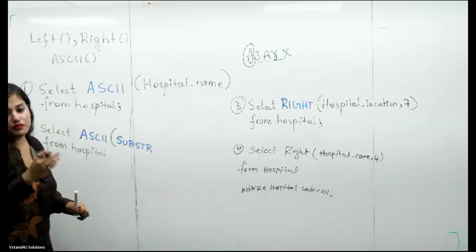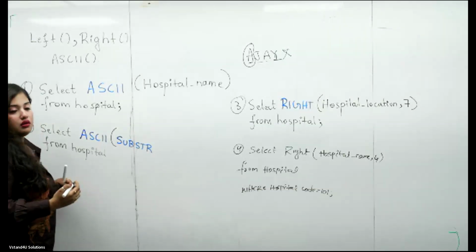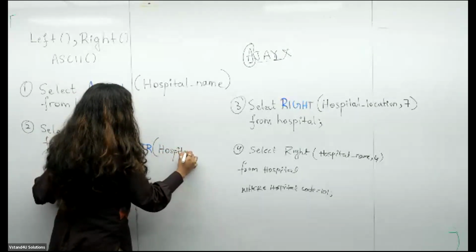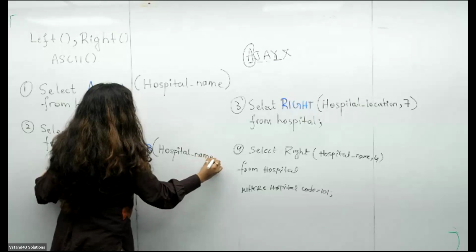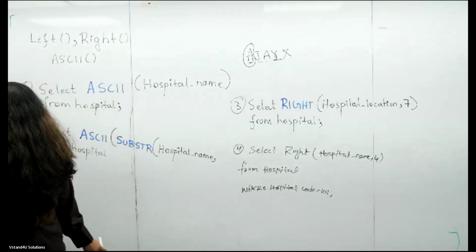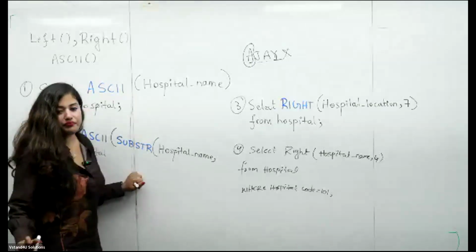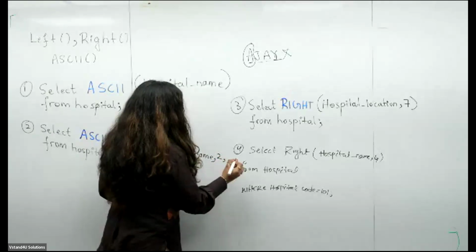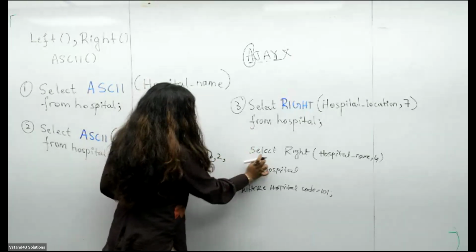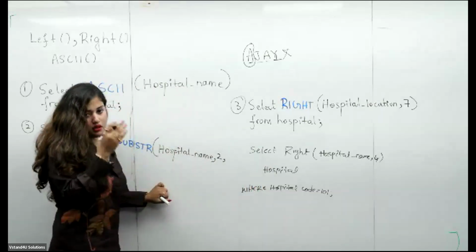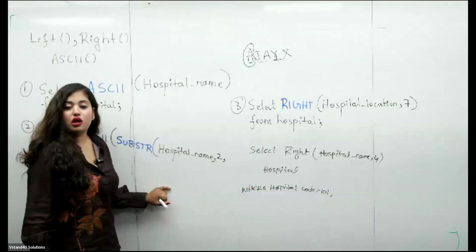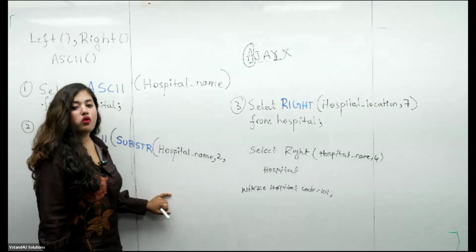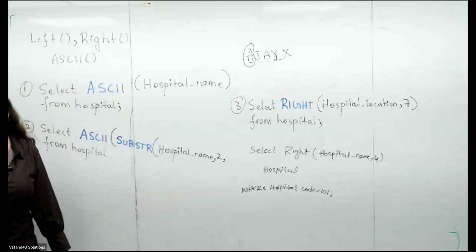Substring of which one? Hospital name. They are telling you to take the hospital name. Now, how will you write this? They are telling you to take the second character. Yes or no? 2, 2? Or 2, 1? 2, 2. Why 2, 2? Only to get the second character.